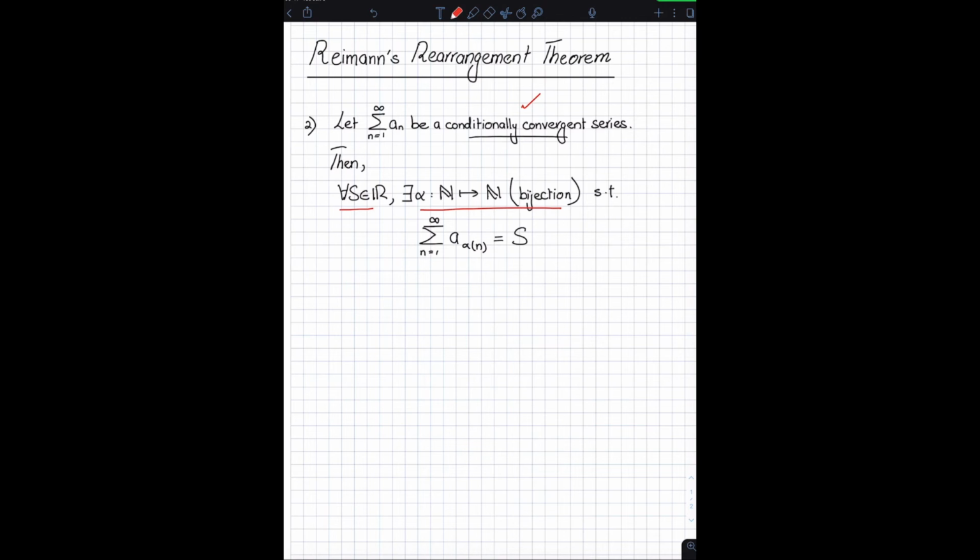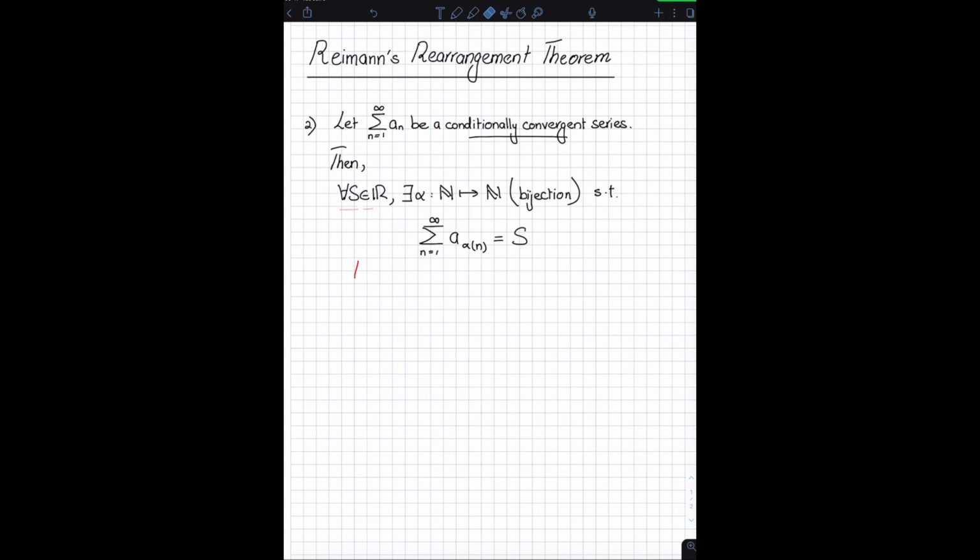What this is saying in simple words is that if you give me any real number, I'll be able to rearrange the terms of the sequence a of n and add them up in some rearranged order such that the summation will converge to the real number that you've given me. For example, you can give me the number 1, and as long as the series is conditionally convergent, I'll be able to rearrange the terms in the series such that its sum converges to 1, to be more precise.